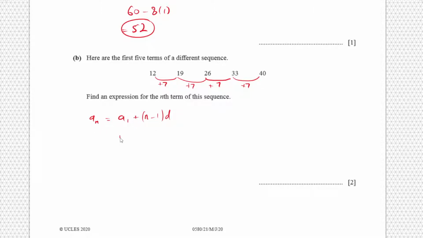The first term here is 12 plus (n minus 1). You don't replace n and 1. And d, the common difference, is 7. Let's try to simplify this. It's going to be 12. 7 times n is positive 7n, and 7 times negative 1 is negative 7. The final answer: 7n, 12 minus 7, which is just 5. That's it. This one we'll write here, 7n + 5.